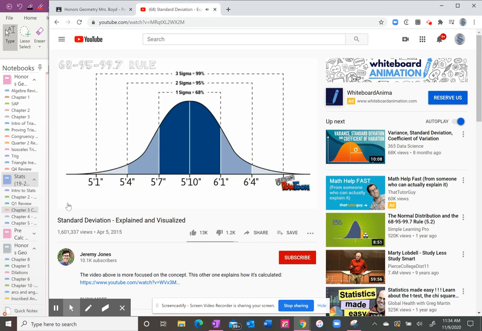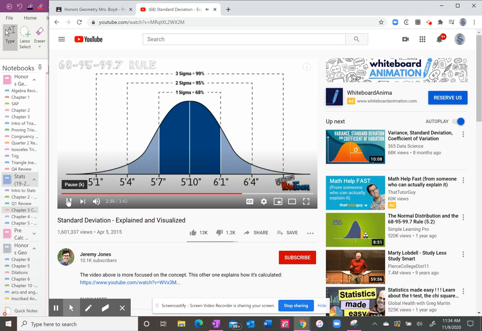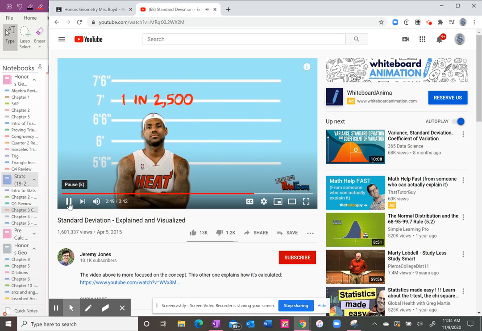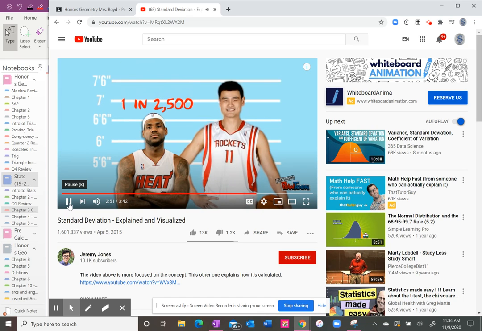Taking away 3 more. So this means only about 0.3% of American men deviate more than 9 inches from the average, with 0.15% taller than 6'7", and 0.15% shorter. We will talk about all these percentages next week. This reasoning suggests that LeBron James is 1 in 2,500 and Yao Ming is 1 in 450 million.